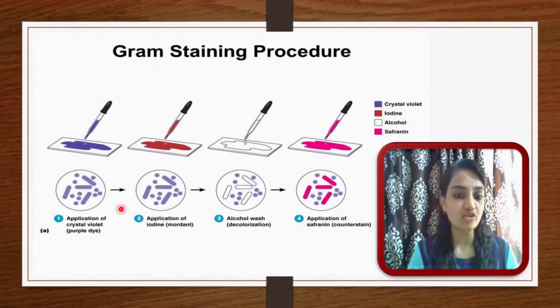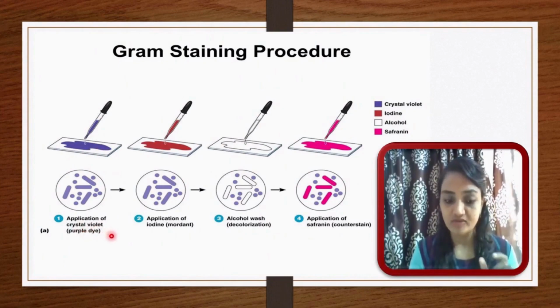First of all you have to take some bacteria on a glass slide. Then you apply crystal violet, which is one type of stain, a purple color dye, and on application of crystal violet the bacteria will be observed as purple in color. Then on that slide you apply iodine, which acts as a mordant, a helper molecule.